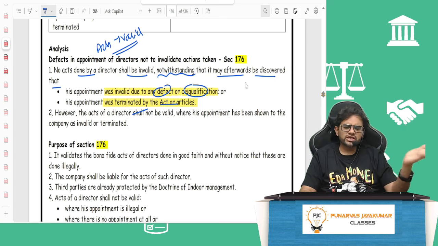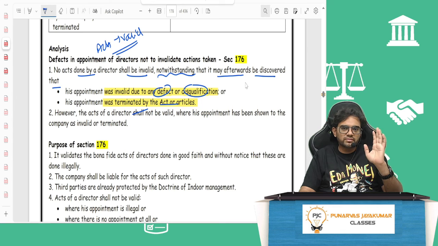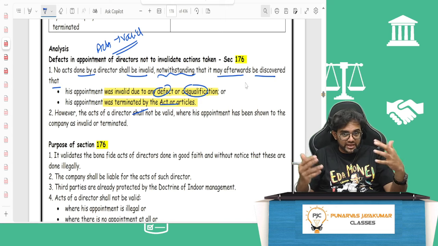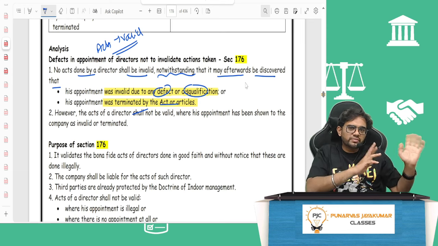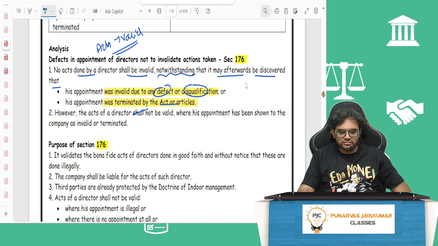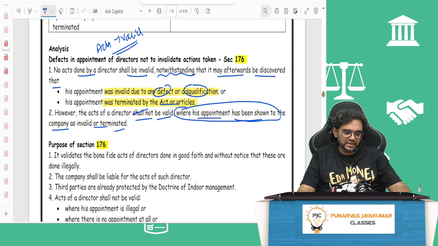Basically, he's finished his tenure, is still continuing, by mistake, whatever it is. So, until it is pointed out, all acts done bona fide for the business of the company are valid. But acts will be invalid the moment I come to know about it. So immediately after they come to know, directors pass a resolution saying that whatever has happened in the past is okay, but now you leave. So the acts of the director shall not be invalid, whereas the appointment has been shown to the company as invalid or terminated. The moment the company comes to know that his appointment has been invalid, from that day he will end. That day ends the matter. Chapter close.